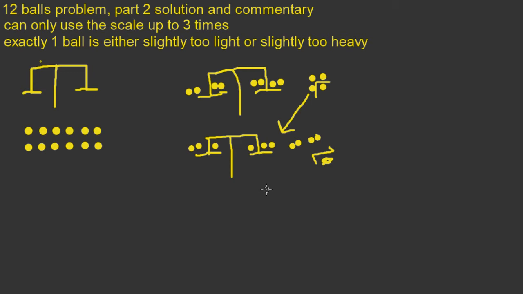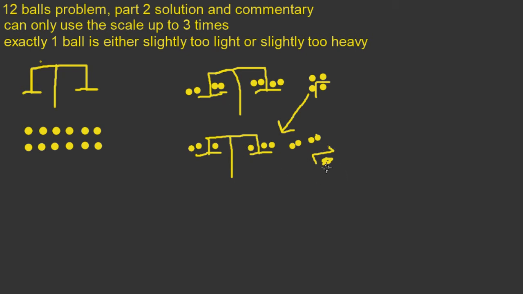Now, 3 things could happen. Either the left side of the scale will go down, which would mean one of these 3 new balls is too light, or the right side could go down, or the scale could still be balanced. Well, if the scale's still balanced, that's really easy.